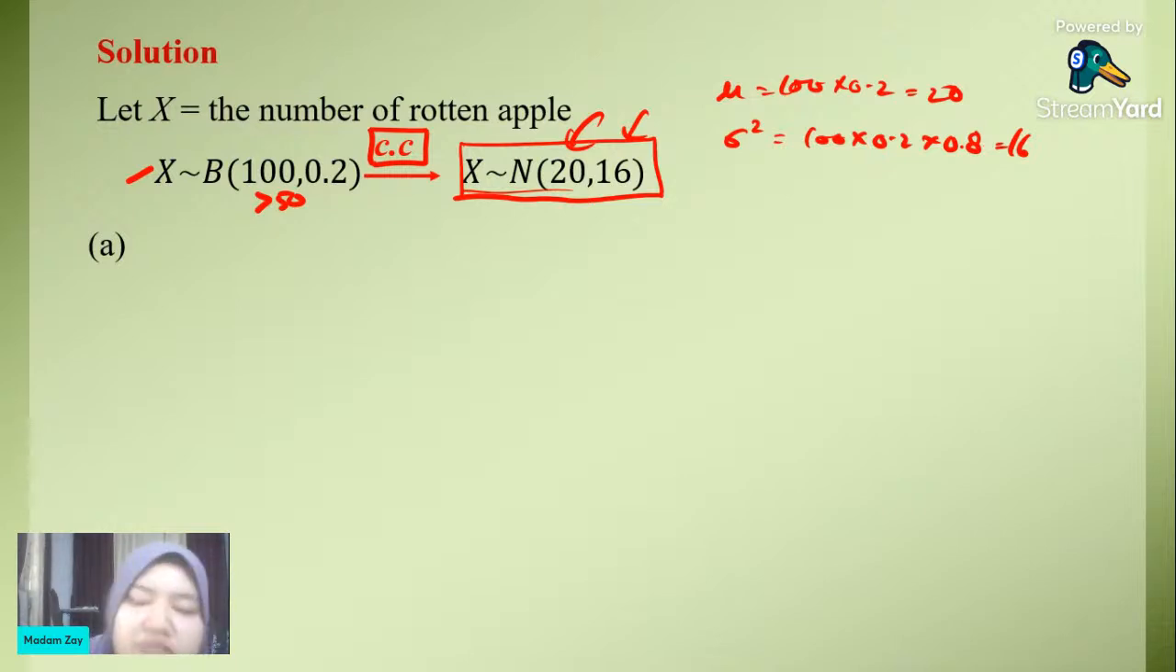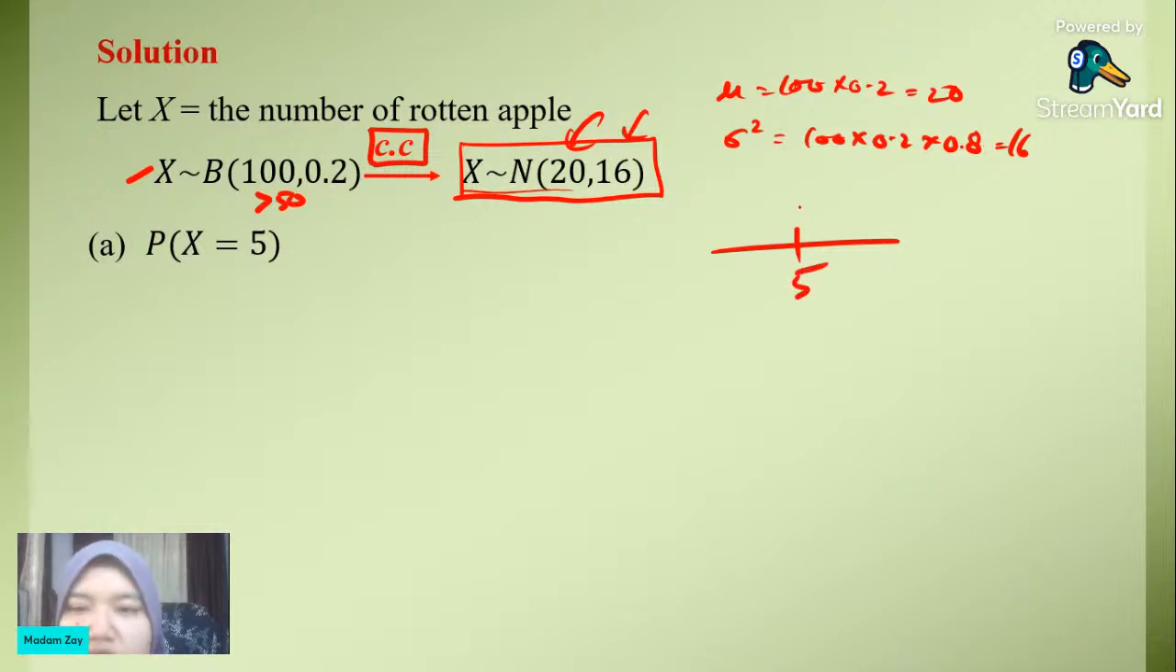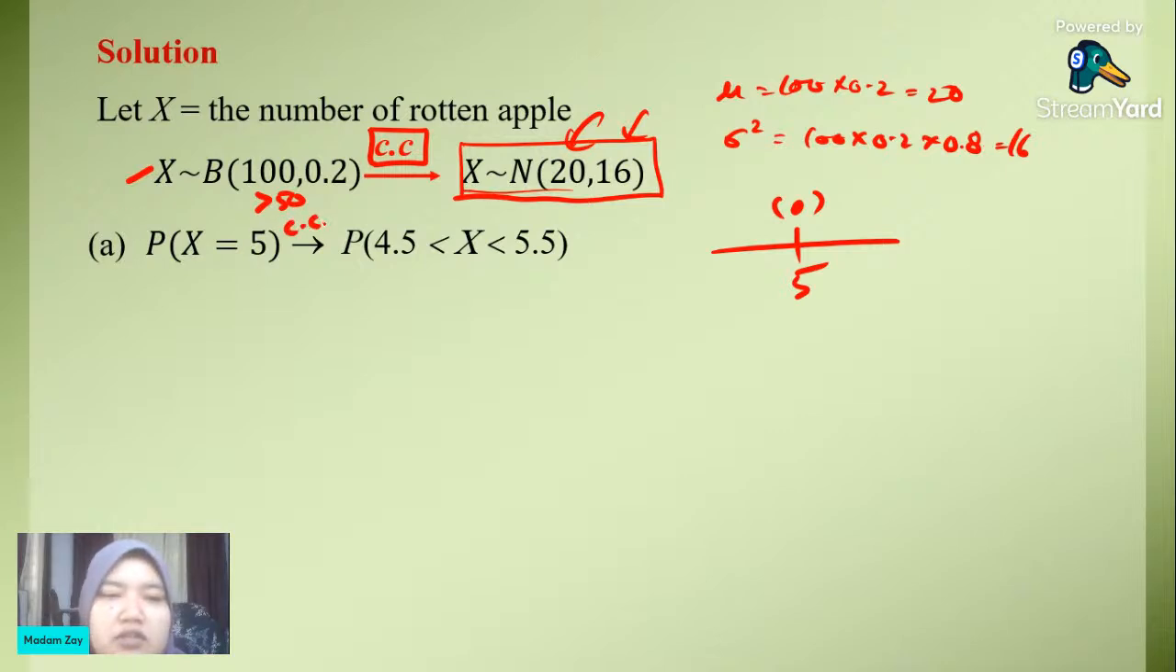Okay, so now for the first question, they ask you to find the probability that exactly 5 apples are rotten. So for 5, for binomial, we can directly find it by using the formula, right? But because we do the approximation, we have to apply the normal. For the normal part, for equal to 5, we don't have it. So for 5, we need to take from before 5 up to after 5. So before 5 is 4.5 up to 5.5. So this is the continuity correction step.